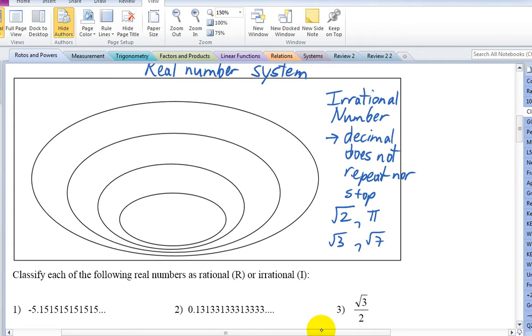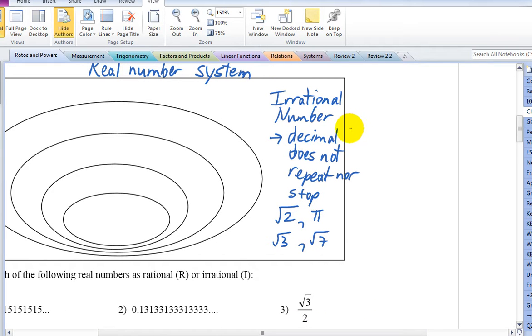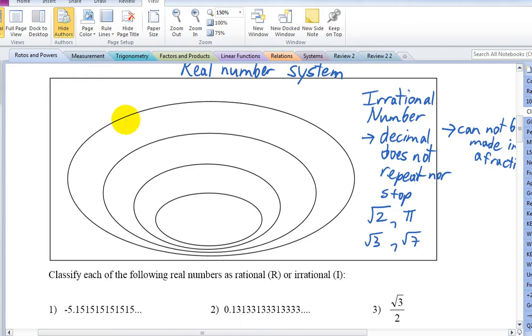Okay. Now the other definition is that an irrational number cannot be made into a fraction. But the biggest difference is that it's not like a square root 2, square root 3 number. Now the opposite of irrational is what we have as rational numbers. Rational numbers are a little bit easier for us to handle. We can make a fraction out of them.